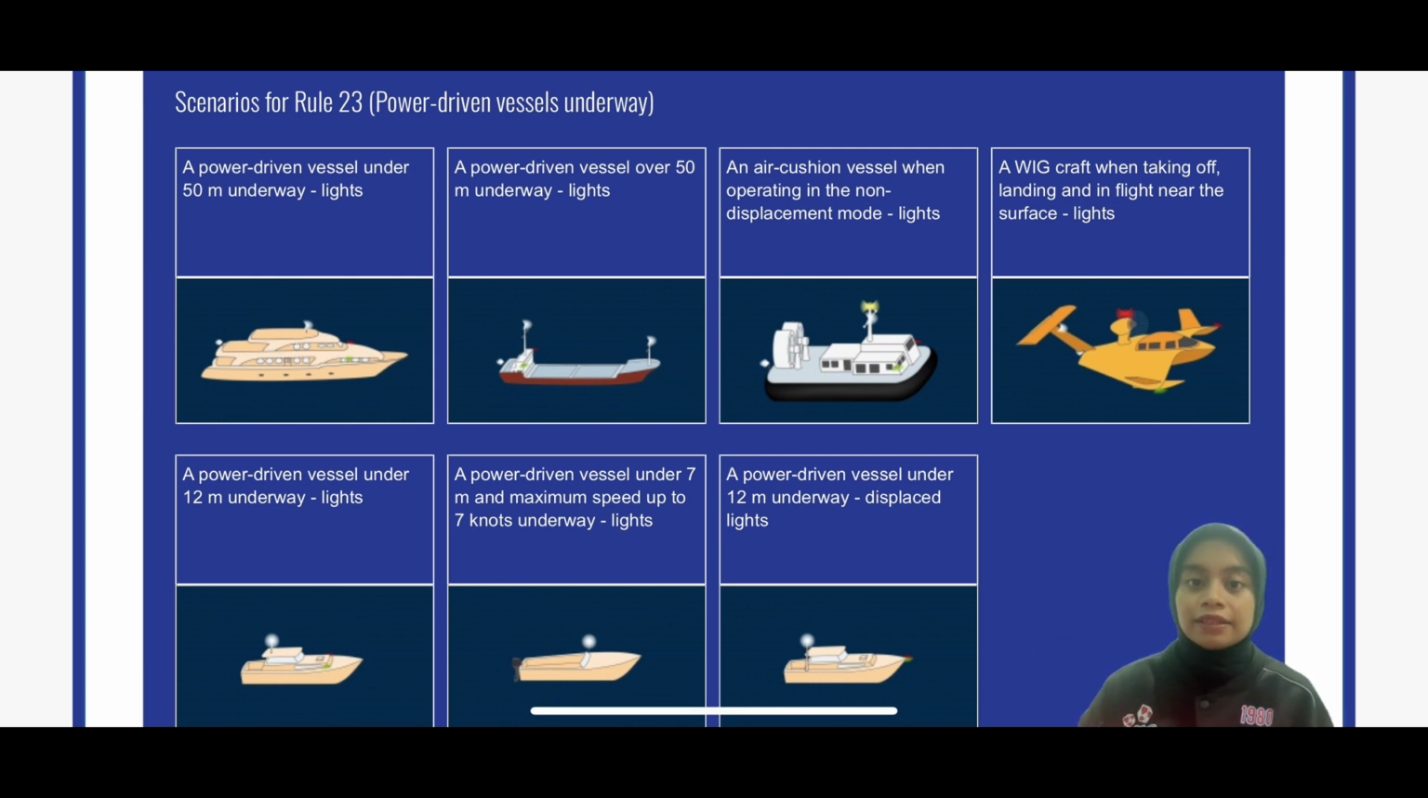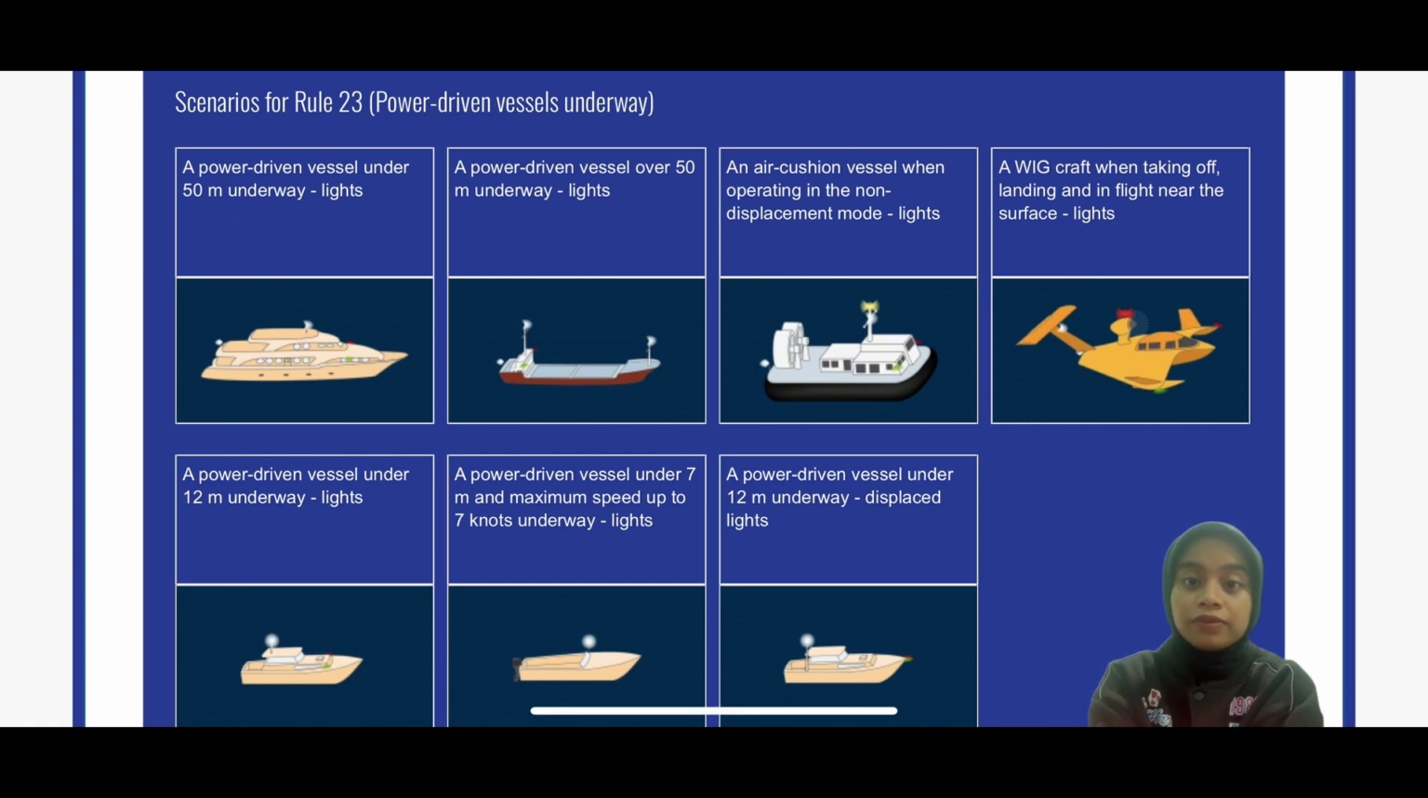3. Side lights. 4. A stern light. An air-cushion vessel when operating in the non-displacement mode shall, in addition to the lights prescribed in paragraph A of this rule, exhibit an all-round flashing yellow light. A WIG craft only when taking off, landing and in flight near the surface shall, in addition to the lights prescribed in paragraph A of this rule, exhibit a high intensity all-round flashing red light.